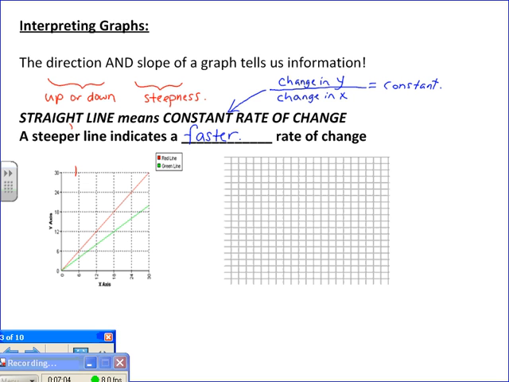Let's compare two graphs here and talk a little bit about what information they tell us. So if we look at the graph first here, number 1, this graph on the left, I see I have a red line and I have a green line. I have two lines. And what I see here is that they're both straight lines. So immediately I know that we have a constant change in y with x. Okay, so straight lines. So the change in y over the change in x is constant.